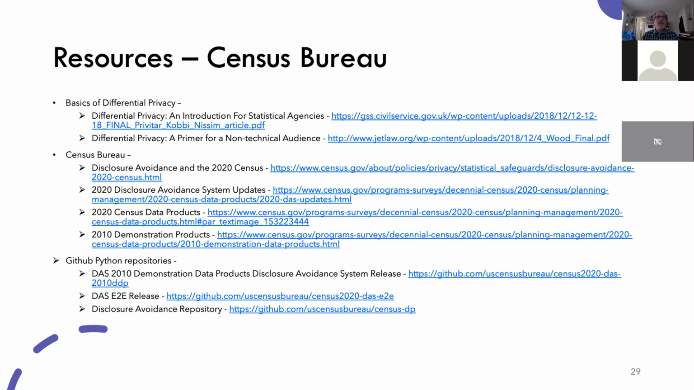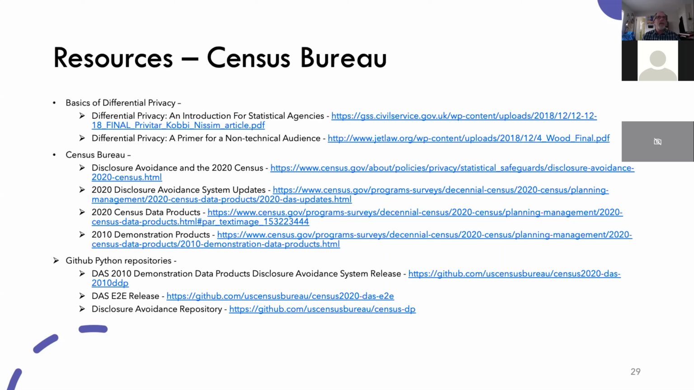At the end of the presentation in the slides, I put down a number of links. I put down some links that have very accessible PDFs of the basics of differential privacy, links to Census Bureau websites where they have the various pieces of information, releases. One of the things that they've started up is a newsletter for disclosure avoidance and differential privacy that you can subscribe to. You can find it there in the links. I also have links to the GitHub Python repositories for anybody out there that wants to actually take a look at the Python source code.